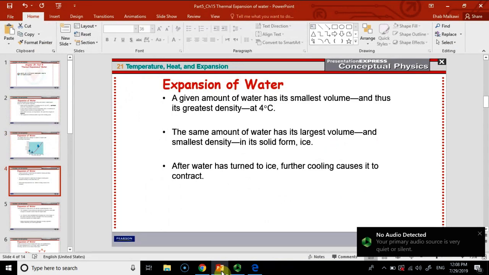Now, a given amount of water has its smallest volume and largest density at 4 degrees Celsius. So water will have the largest density at 4 degrees Celsius. However, the same amount of water, if it's cooled to 0 degrees Celsius, becomes ice. But then ice will have smaller density than water at 4 degrees Celsius.